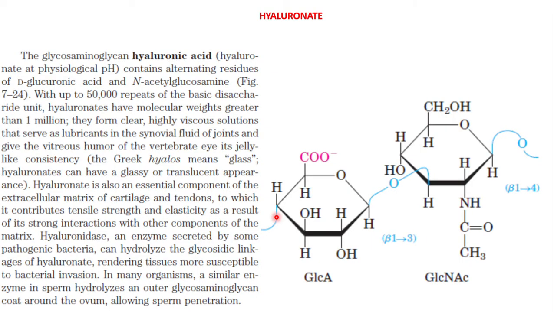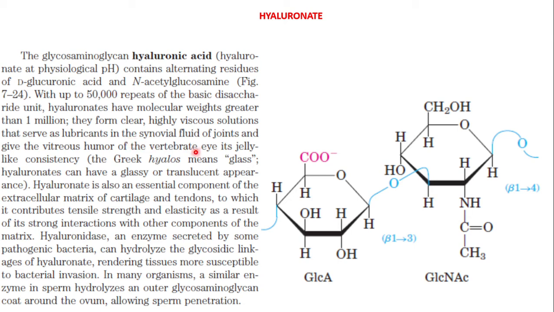Now we move on to heteropolysaccharide. What's a heteropolysaccharide? It's a polysaccharide made up of more than one type of monomer. A good example is hyaluronate, hyaluronic acid. Actually, hyaluronic acid is present as a lubricant in the synovial fluid of joints. In your joints, in your body, you have synovial fluid. That synovial fluid is a lubricant. And a very important component of that synovial fluid is hyaluronate.